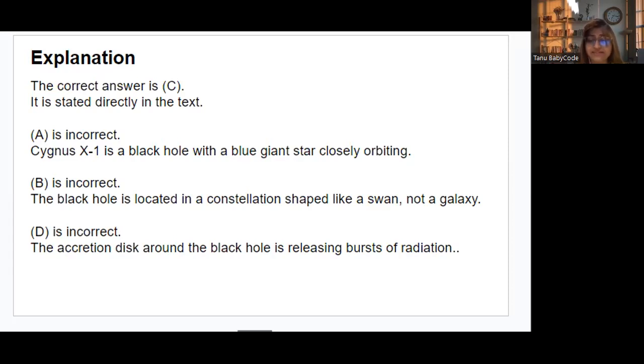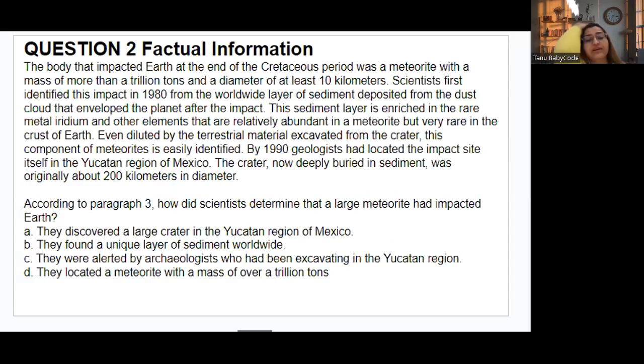Do practice this exercise afterwards. Let's have a look at the next one. So again, this passage talks about factual information. According to paragraph 3, how did scientists determine the large meteoroid had impacted Earth? So you can see four options are here. Quickly go through the options and passage. You have 2 minutes to complete this, and then I'm going to help you.